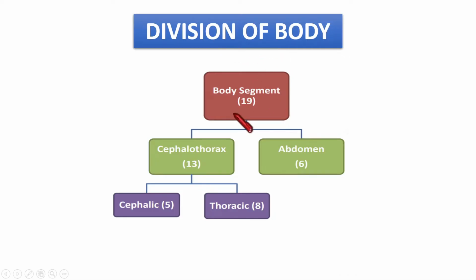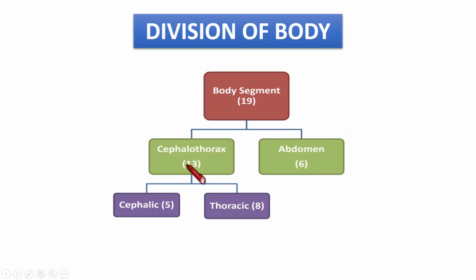Its body we can divide into two main regions, cephalothorax region and abdomen region. And this cephalothorax region in turn can again be divided into cephalic and thoracic region. Then, the entire body consists of 19 segments. Out of these 19 segments, 13 are present in the cephalothorax region, and in the abdomen region, 6 segments we can locate.